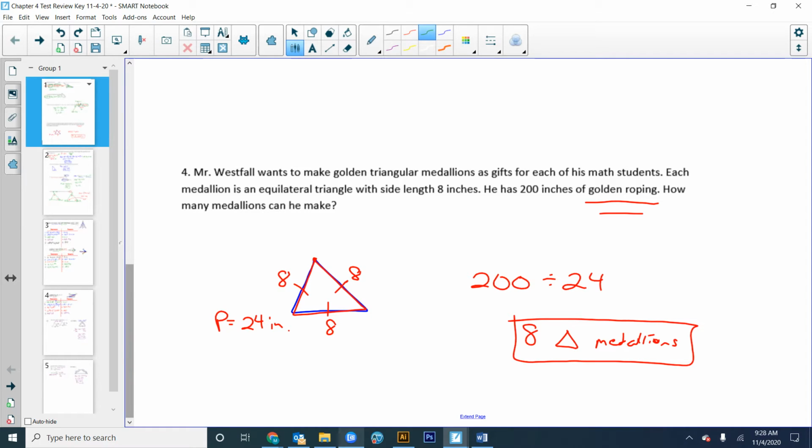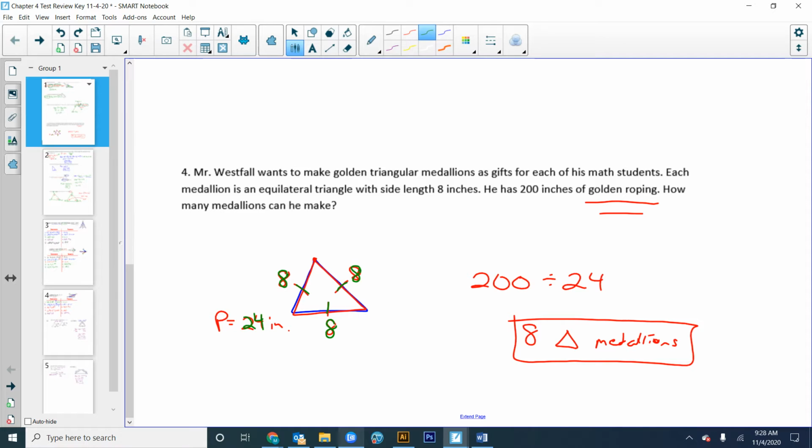I want to make you guys some triangular medallions as gifts, okay? Beautiful gold roping. Okay, you're going to want one. All right, each medallion is an equilateral triangle with side length 8. So each one of these, I would draw it out, is congruent. Each side is 8, which makes the perimeter 24. It takes 24 inches to make one of these.